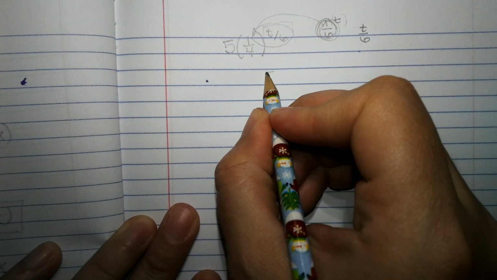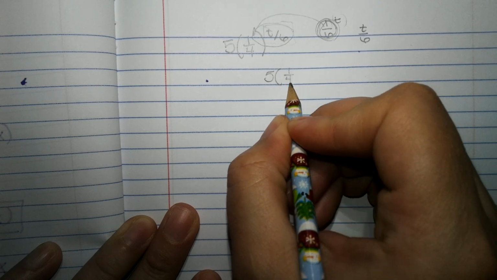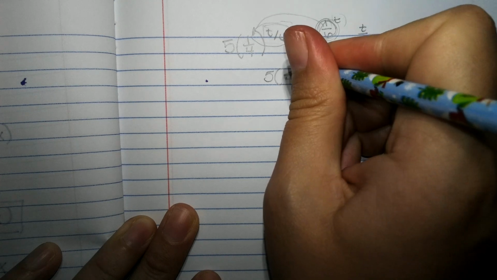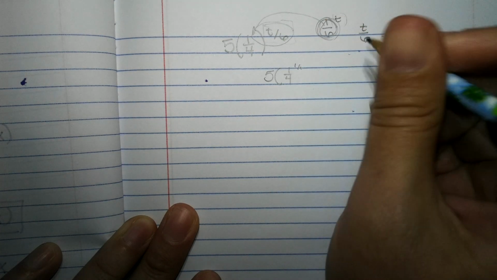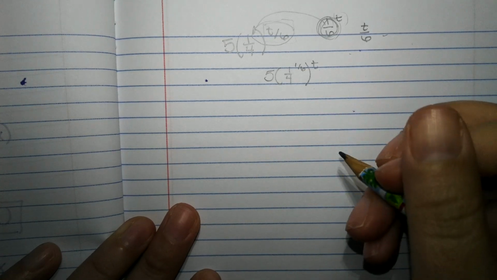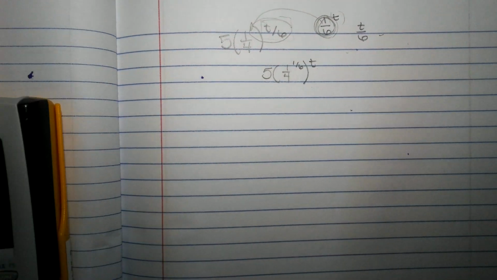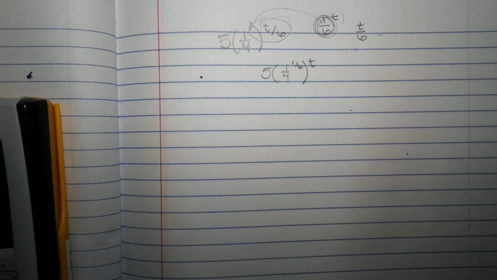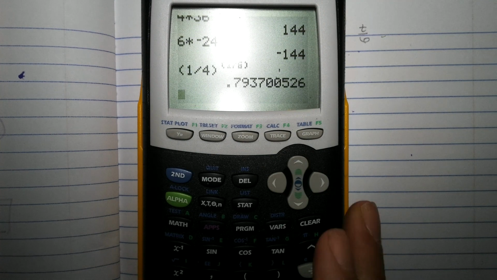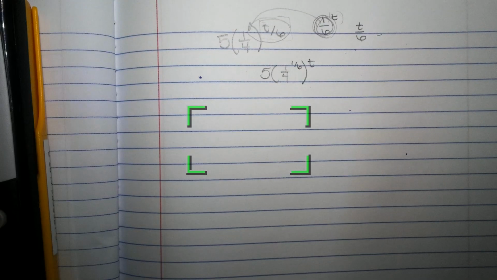the parentheses. So I have 5 times 1/4 to the 1/6 to the t. And then I can take in my calculator 1/4 raised to the 1/6 power. And I have it entered like this. And we get 0.7937.